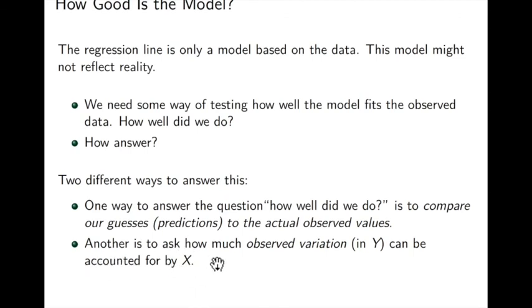And this will give rise to the formalism needed to answer the question we began this part of the module with, and that is, what does it mean to say one variable explains another? We can cash that out using this second approach to model checking, basically. That is to say, how much variance, how much variability in Y does X account for? And we'll make that precise next week.